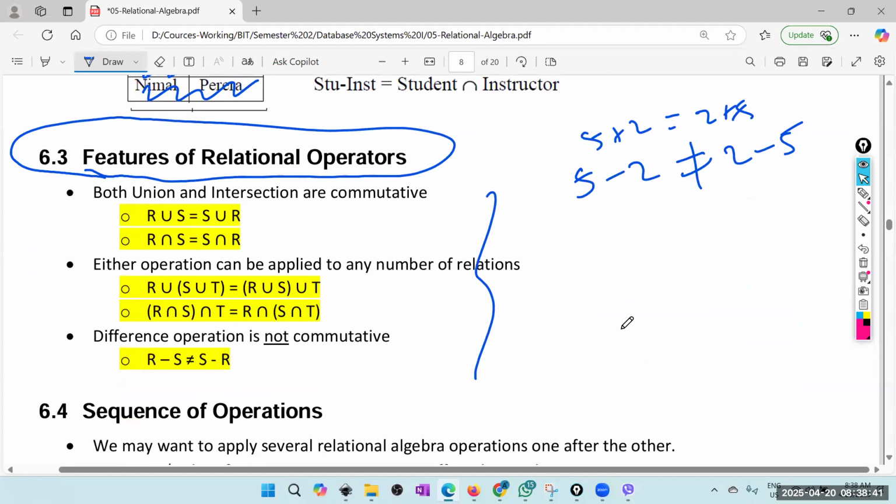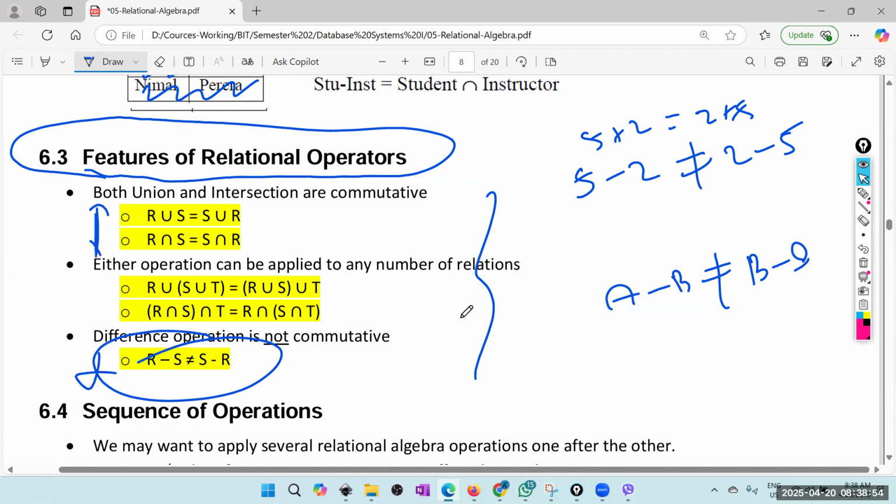But remember, set difference is not like that. It's not commutative. A minus B is not the same as B minus A. Right? Yes, it works for here, but not for here. Then, when we have the same operator twice, we don't care which you do first. Maybe first you do S union T and then union with R, or first union R and S and then union with T. That is the same for intersection also. So keep those in mind.